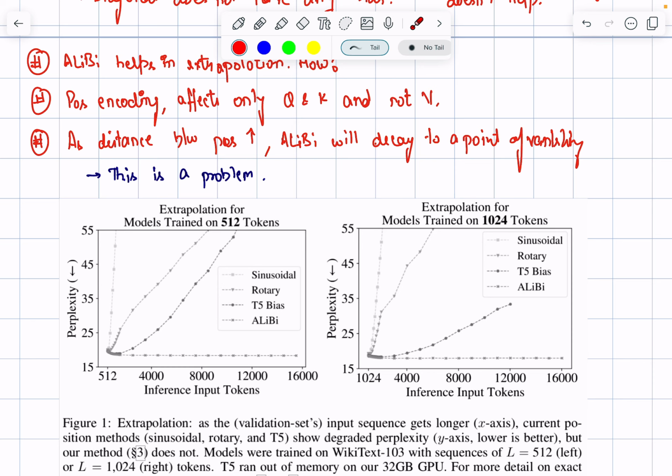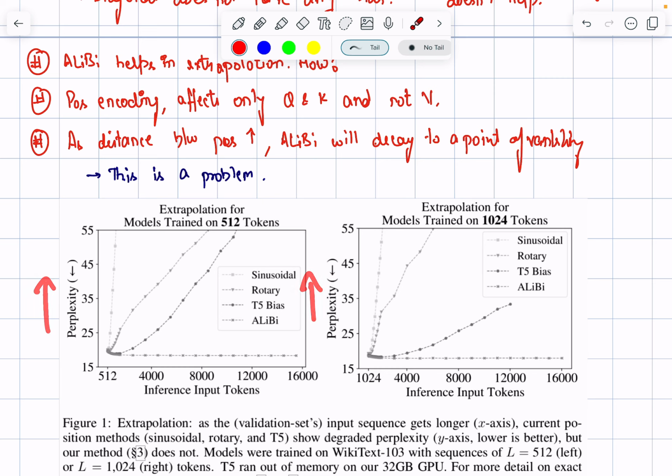Now we are going to look at some of the graphs that ALiBi showed. On the x-axis, you have inference input tokens. That means the length of the sequence at inference time, at test time. There is no training going on. It was trained for 512 tokens. This graph shows when you train it for 1024 tokens. Again, the x-axis shows the inference input tokens, and the y-axis shows the perplexity.